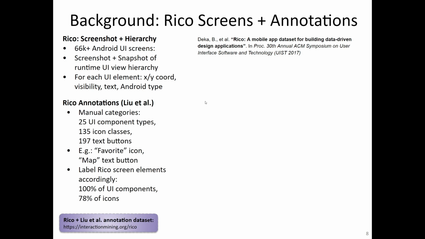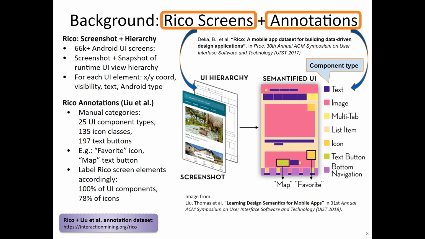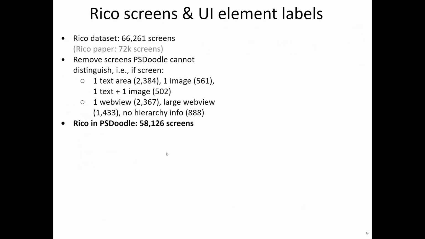Liu et al. further extended this work by manually categorizing those UI elements into 25 UI element component types. They further classified the icon component type into 135 classes and text button into 197 classes. This is an example of a favorite icon and the map type text button in those annotations.